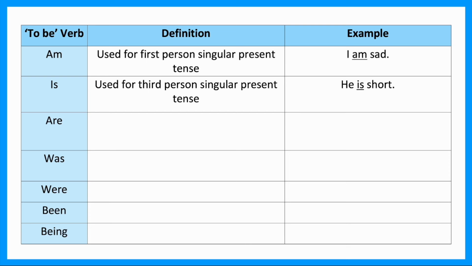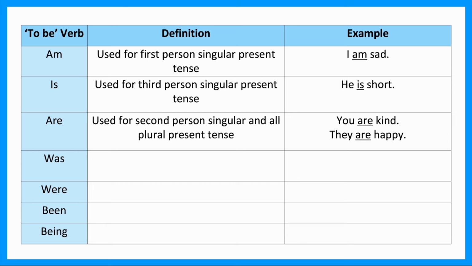Is is used for third person singular present tense. For example, he is short. Are is used for second person singular and all plural present tense. For example, you are kind. They are happy.